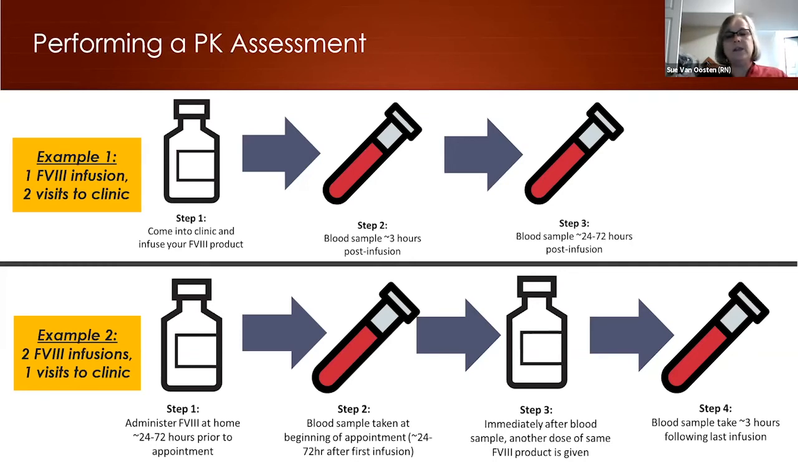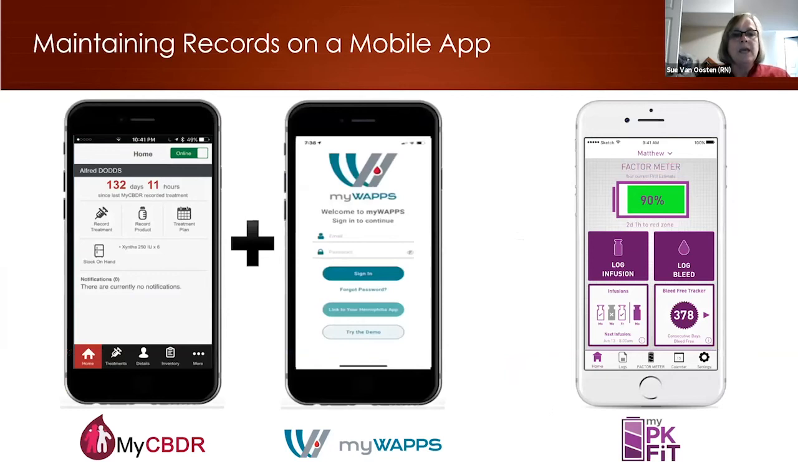So there's different ways that we can do it so that it accommodates the patient that's coming in for their clinic visit. The good thing about the WAPPS app is it is connected to MyCBDR. So it will not mean that the data has to be put in twice. It will be put in once into the app, and then it will connect into the MyCBDR app. And with PK Fit, it would have to be manually put in outside of your MyCBDR, because those two don't connect.